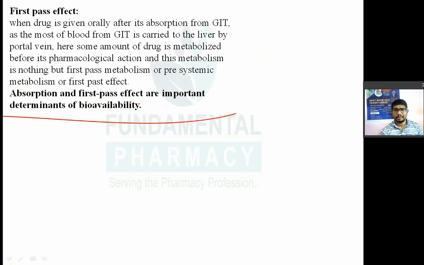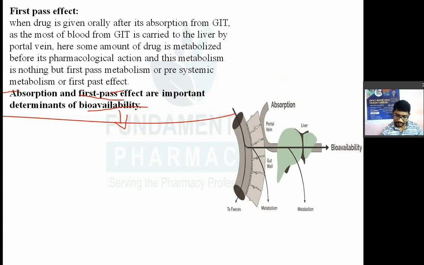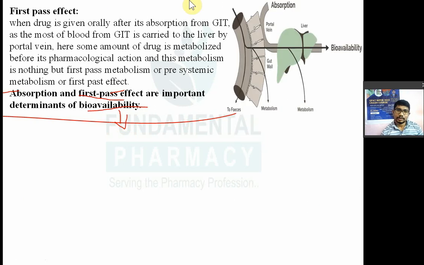Most of the blood from your GIT is carried to the liver. Whatever nutrition comes from the intestine, along with the drug, if you are taking a tablet orally, the nutrition and all that is absorbed and the blood is carried to the liver, and some amount of drug is metabolized in this process by the liver, known as pre-systemic metabolism. It will decrease the bioavailability: the more the first pass metabolism of a drug, the lower the bioavailability.